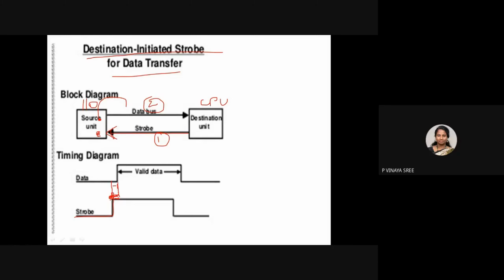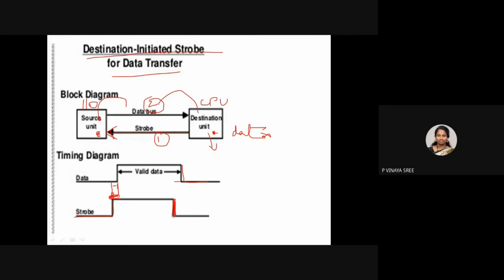Next, after receiving the data from the database, the destination unit disables the strobe signal it generated. It disables it once it has accepted the data from the database. Upon disabling this strobe signal, the source unit identifies that the data has been received from the database, so it also disables the data. That means the data will be removed from the database so someone else can utilize it.